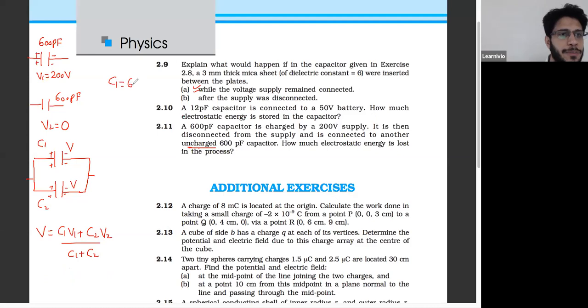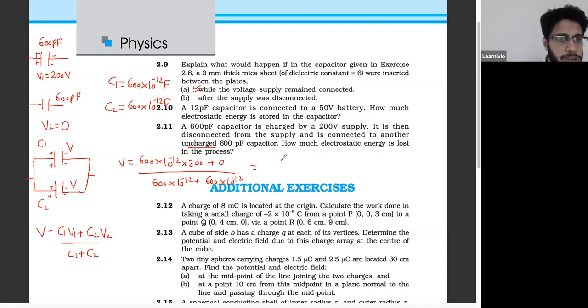Your C1 is 600 picofarad. 1 picofarad means 10 raised to the power minus 12 farad. C2 is again 600 into 10 raised to the power minus 12 farad. Substituting, the numerator is 600 into 10 raised to the power minus 12 multiplied by V1, which is 200, plus 0. The denominator is 600 into 10 raised to the power minus 12 plus 600 into 10 raised to the power minus 12, which is 1200 into 10 raised to the power minus 12.